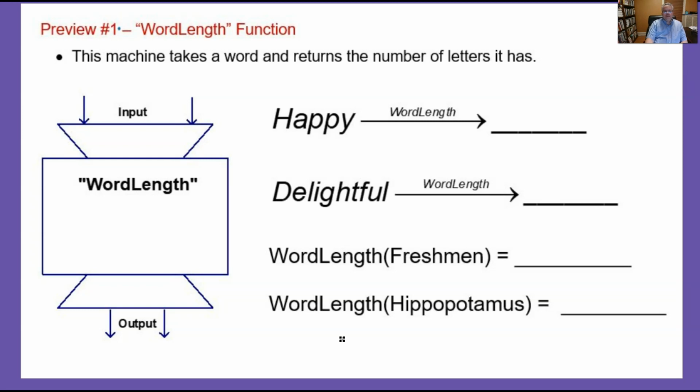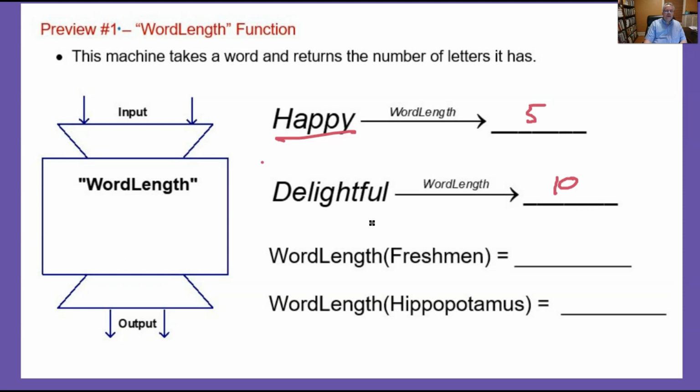The inputs don't have to be numbers. In this case, the input is the word, and the output is how many letters are in the word, the length. So if we put happy into this machine, we calculate how many letters are in the word. There's 1, 2, 3, 4, 5, and that's the output. The inputs are words, the outputs are numbers. Let's put delightful into the machine. When we put delightful into this machine called word length, we get 1, 2, 3, 4, 5, 6, 7, 8, 9, 10. That's 10 letters.